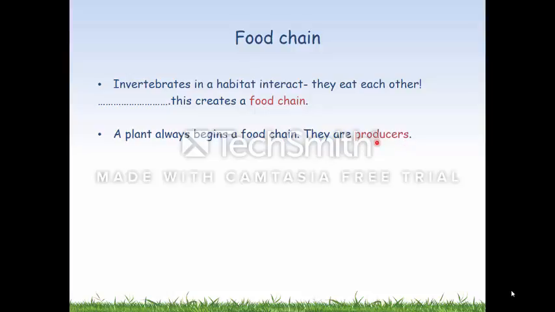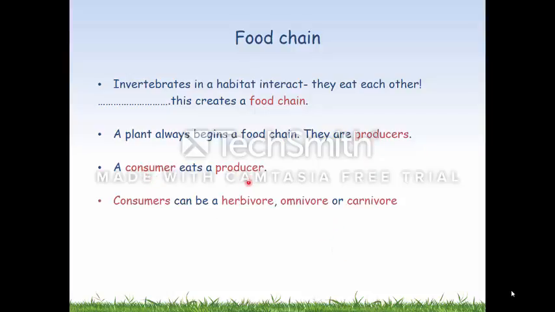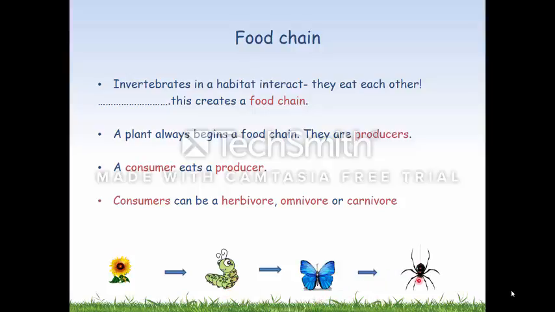So the producers are plants. A consumer will eat a producer. A consumer can either be a herbivore, an omnivore, or a carnivore. It totally depends on what it's eating. So here in this food chain we have a producer, which is a plant. It grows, it gets eaten by a caterpillar. The caterpillar eats enough to get big and fat, pupate, and turn into a butterfly. The butterfly flies off, but then it gets eaten by a hairy spider. This is a very short food chain. You can see a herbivore and a carnivore.